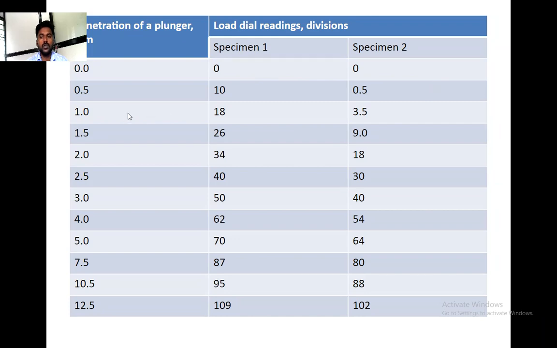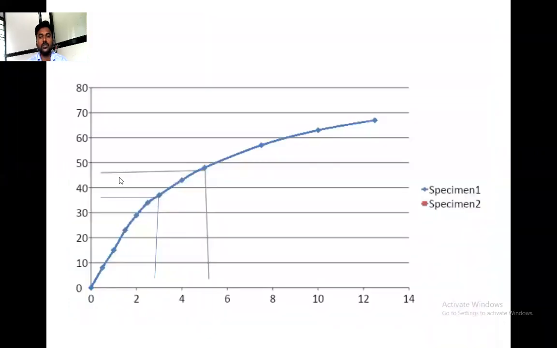Then for different penetration values, what should be the load which the dial gauge is showing, the dial reading divisions, for specimen 1 and specimen 2. Different loadings are given here for different penetration values. Then we need to plot the chart of load against penetration.